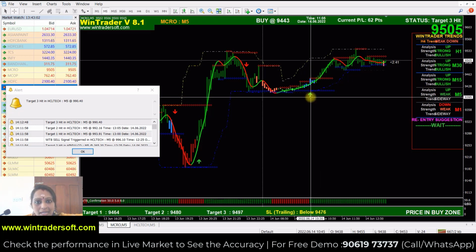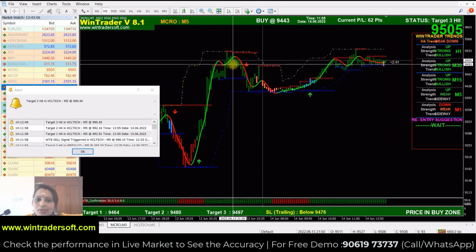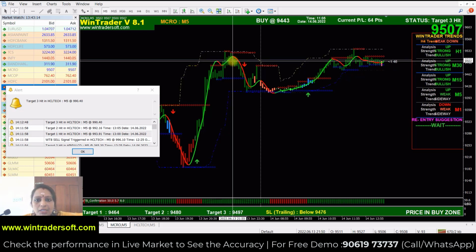You can see this green up arrow is a buy signal and the red one is a sell signal. So these are automatic signals. Whenever the software generates a buy or sell signal, before taking the position you have to check the confirmation of the signal. If the signal is confirmed, then you can take the position.